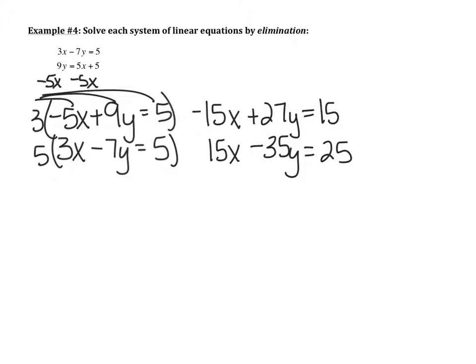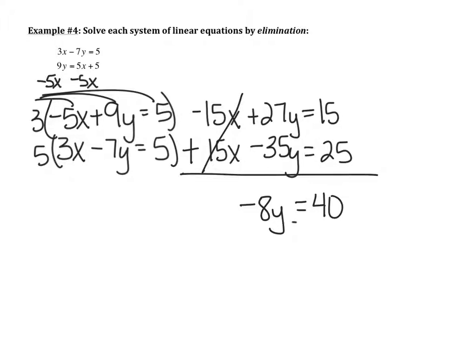So now that I've made opposite coefficients, I'm ready to add downwards. Of course, these are going to cancel. 27 plus negative 35 would be negative 8y, and 15 plus 25 is 40. So if we divide both sides by negative 8, I end up with y equals negative 5.